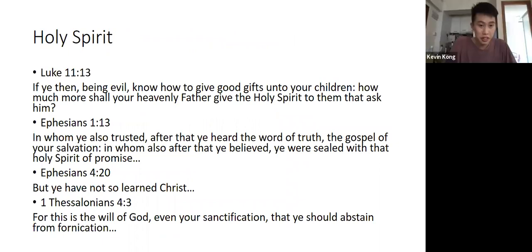And then Holy Spirit, it is for some reason separate from Holy Ghost. These are the verses of the Holy Spirit. There's only four times it's referenced. I found Ephesians 4:20 interesting because it doesn't actually say Holy Spirit, but it's pointing to the Holy Spirit without saying it. So that was a fascinating find.